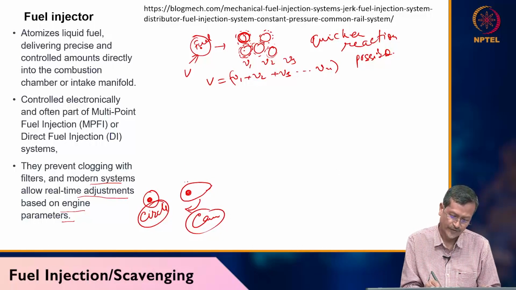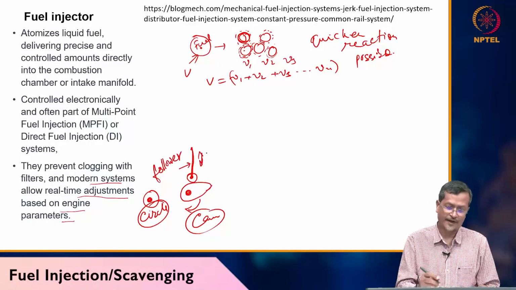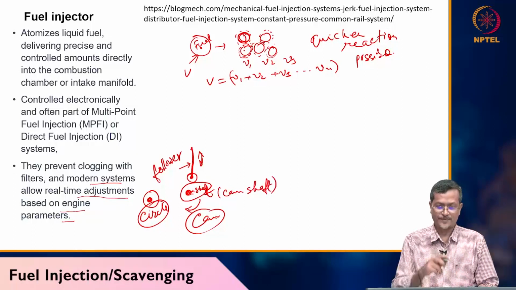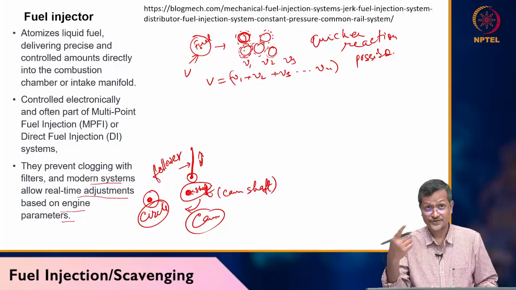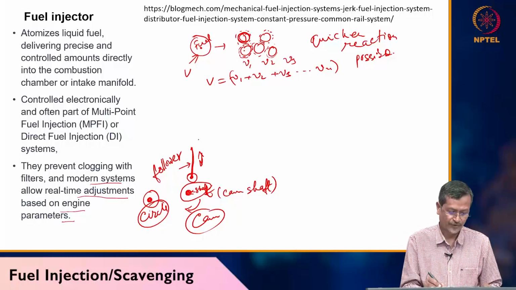Now if I have one stylus here, this is called a follower. If you rotate the wheel, the follower will move up and down. Now this shaft here is the camshaft. This camshaft will be rotated by your engine main shaft. So the main shaft is rotating, and this will be connected to your fuel line.